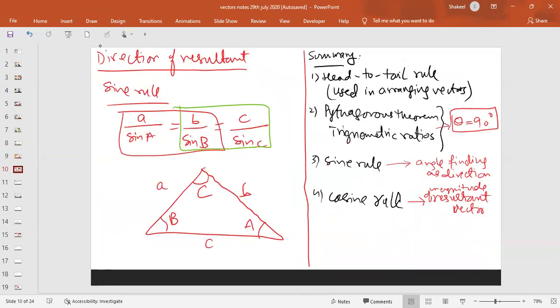So over here, this is for the previous question. You can use the sine rule, this is the sine rule, and you can use this rule to find the angle. So this is A, B, C. These capital letters are the angles.